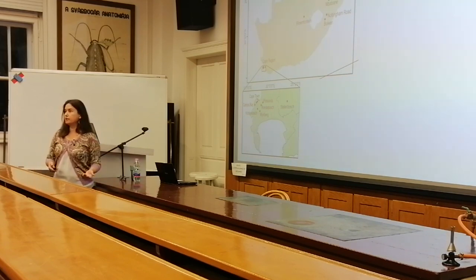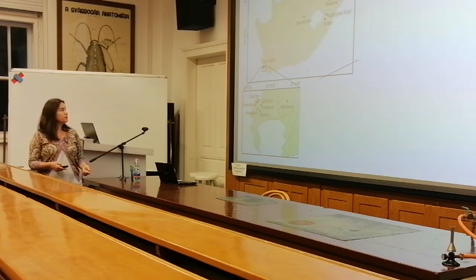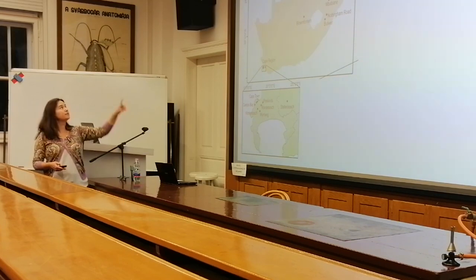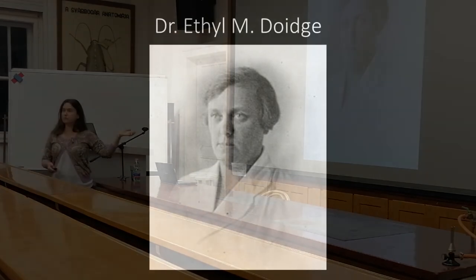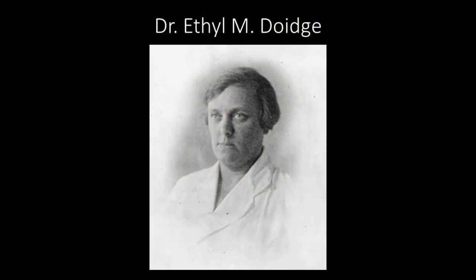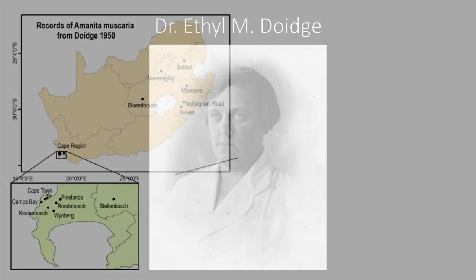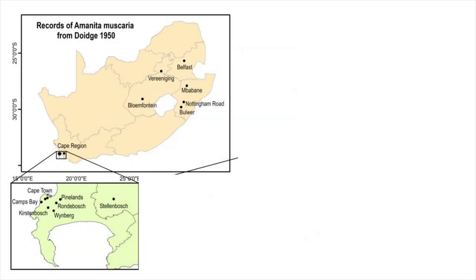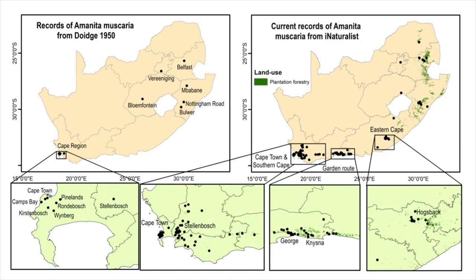But what we did in the context of the workshop, all the students that I just showed you, is we traced what has happened to this fungus since 1950. And I want to give a shout out to this woman who was the first woman in South Africa to receive a PhD. Her name is Ethel Doige, and these data come from her. And so we then looked in resources like iNaturalist and Mushroom Observer and updated her data.